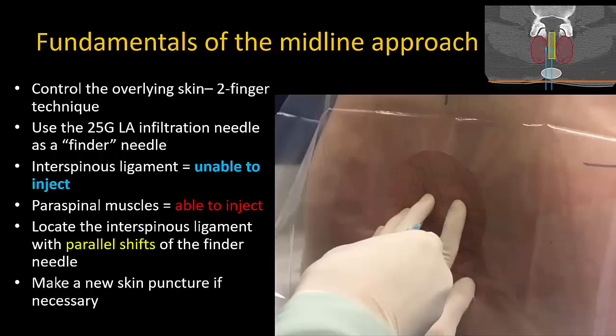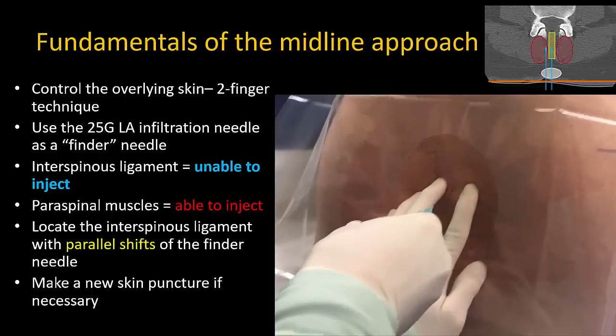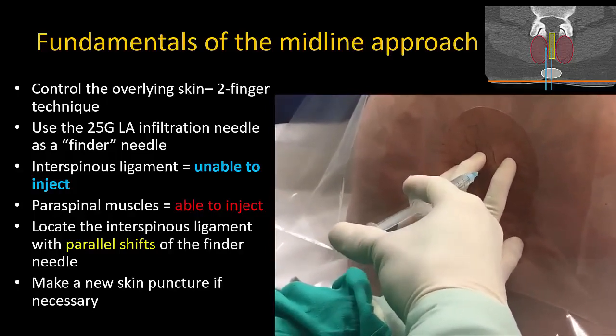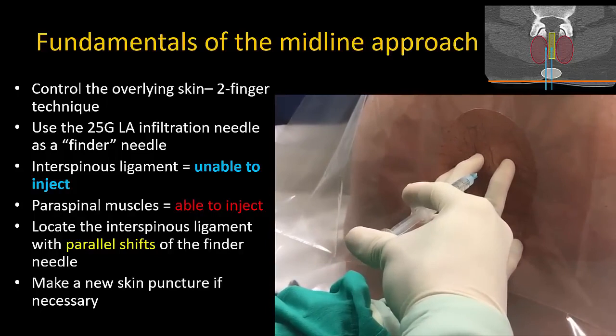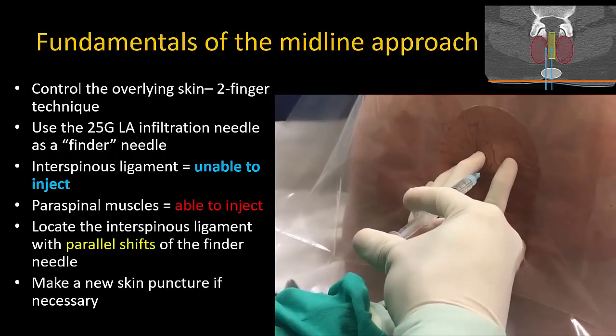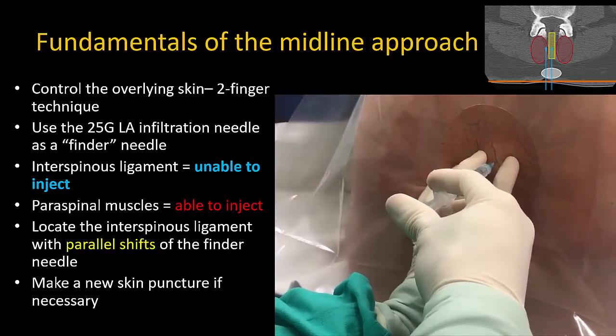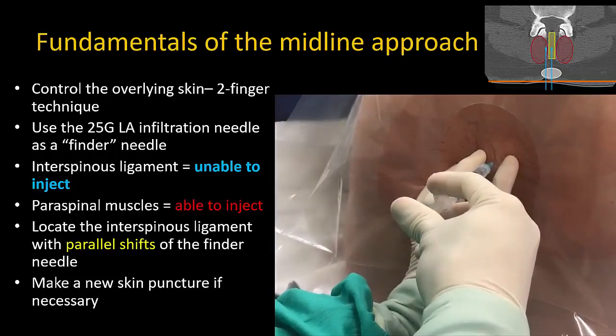This video illustrates all of the above steps. Fix the skin between 2 fingers placed on either side of the interspinous ligament and insert the infiltration needle. Inject local to anesthetize the skin and subcutaneous tissues. Then advance the needle deeper and perform test injections to locate the interspinous ligament and midline.